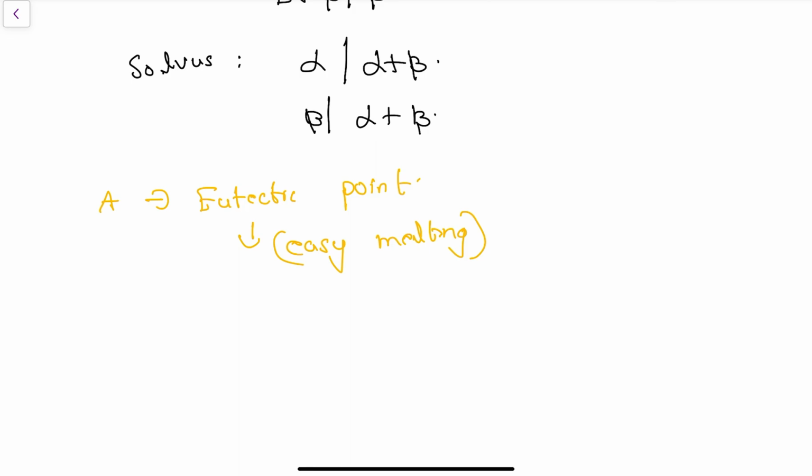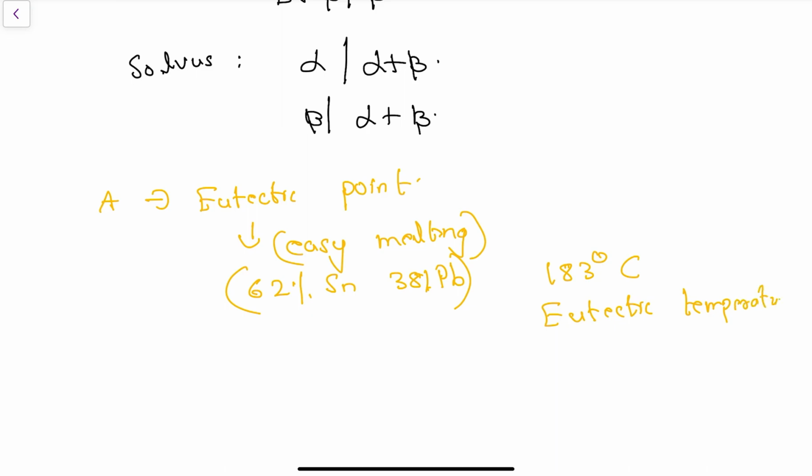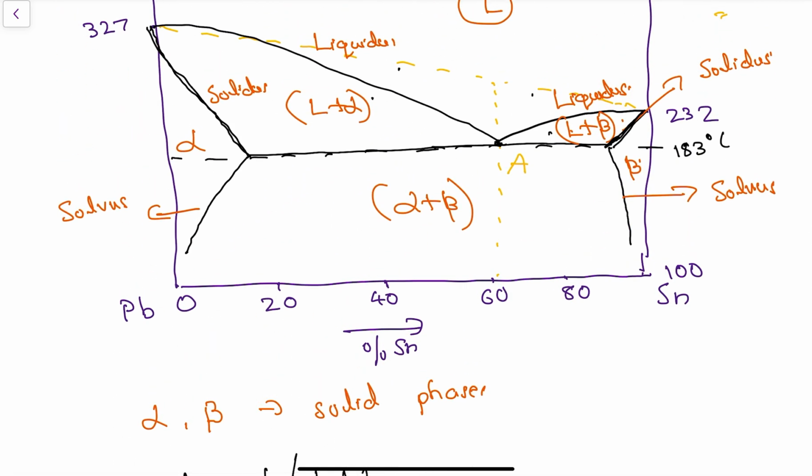The composition is 62 percentage tin and 38 percentage lead. At this composition, this alloy melts at 183 degrees Celsius, and this temperature is called the eutectic temperature. You can see that if you look at any other combination, it does not melt at 183 degrees. The lowest melting point is achieved at this 62 percentage.